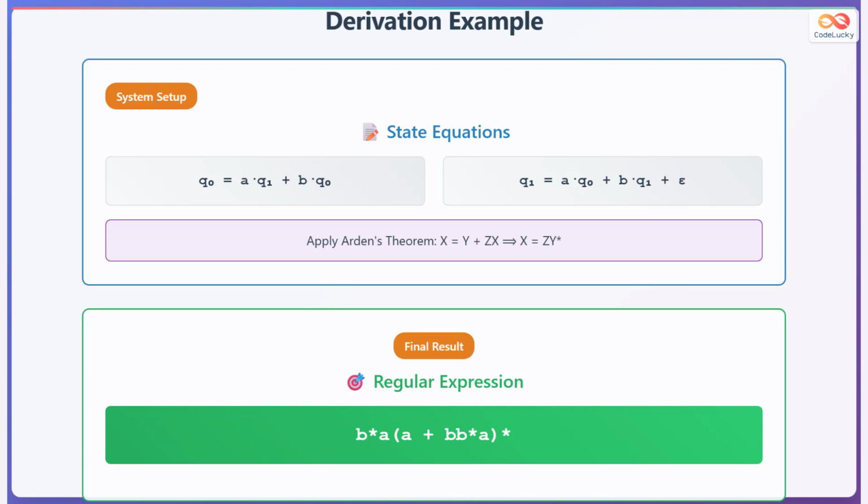Apply Arden's theorem, which states that if x equals y plus zx, then x equals z star y. After solving these equations, the final regular expression is b star a multiplied by the quantity (a plus b star a) star.